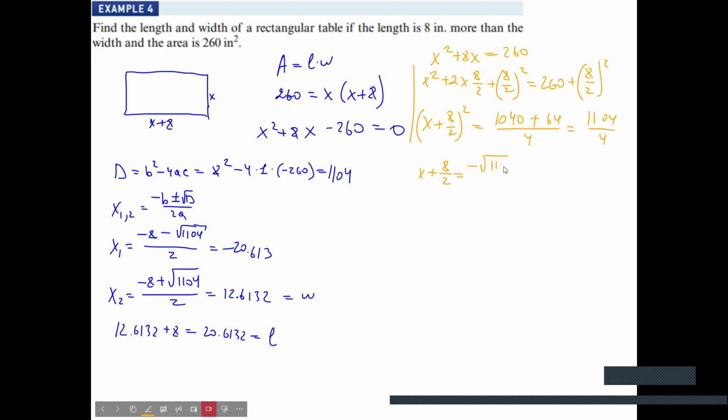So x plus 8 over 2 is plus or minus the root of 1104 over 2. Oh my God. So x is, as you see, you have exactly the same thing, right?